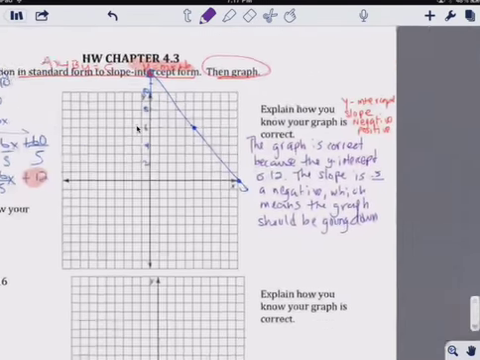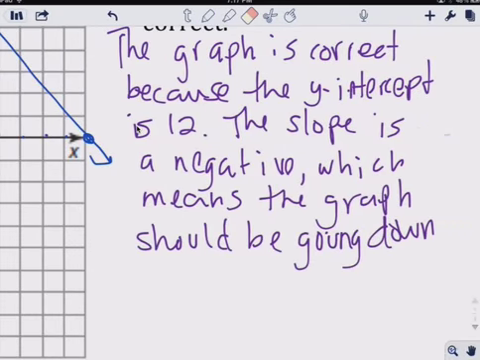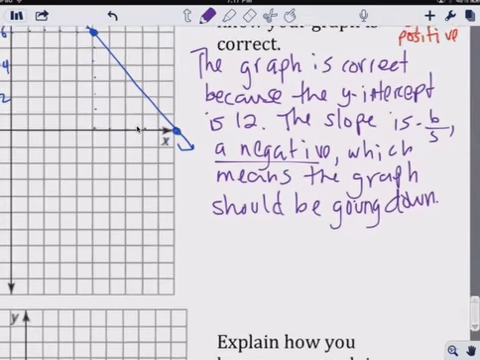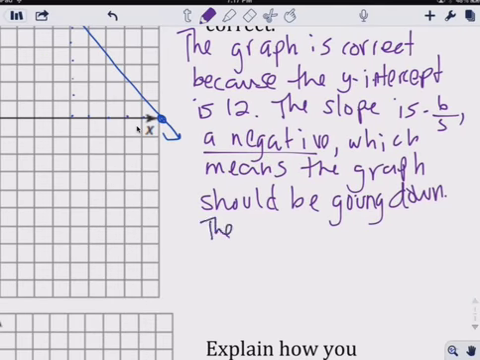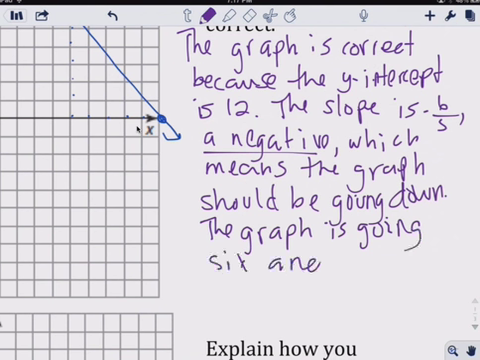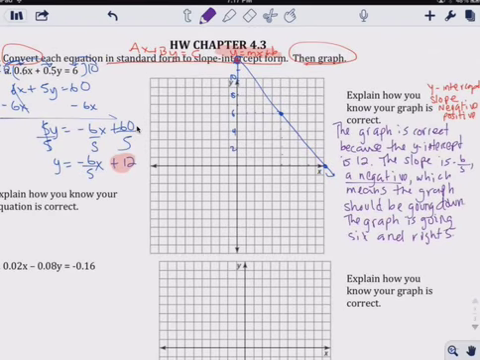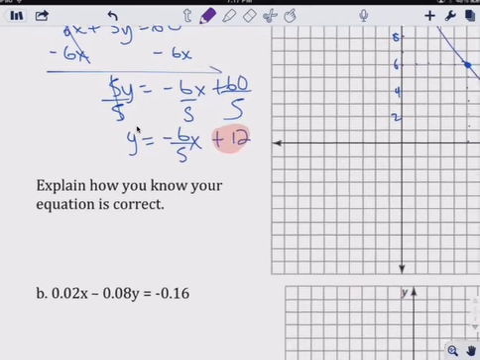The slope is negative 6 over 5, which is a negative, which means the graph should be going down, and it is. The graph is going down 6 and right 5. Rise, in this case fall 6, run 5. Okay? I know my equation is correct.